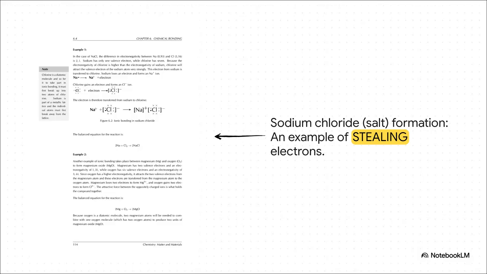The classic case here is regular old table salt, sodium chloride. Chlorine is a total electron hog. It's super electronegative. Sodium, on the other hand, has this one extra electron that it's just not that attached to. So chlorine just yoinks it. And in that moment, chlorine becomes negatively charged, sodium becomes positively charged. And you know what they say? Opposites attract. Bam, you've got yourself an ionic bond.